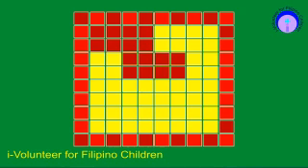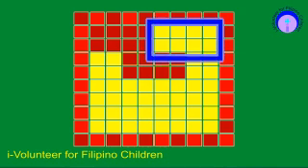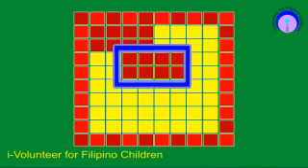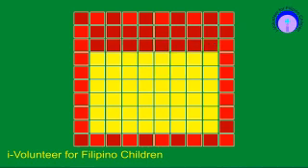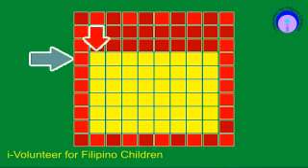Meron pa ba kayong nakikitang pwedeng i-substitute? How about this one? Ililipat naman natin dito. At ito ang resulta. Ngayong mas madali na lang mag-compute ng yellow blocks. Ang susunod nating aalamin ay ang number of yellow blocks. Alin ang mas mabilis na paraan? 10 minus 2 or individually counting the number of yellow blocks?